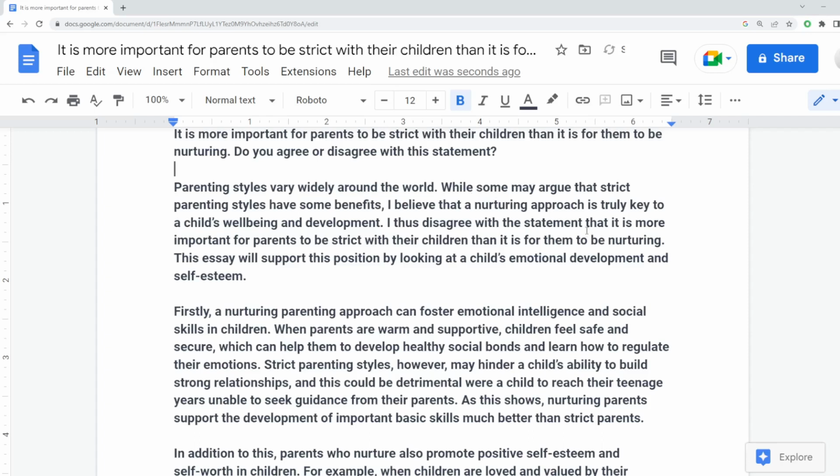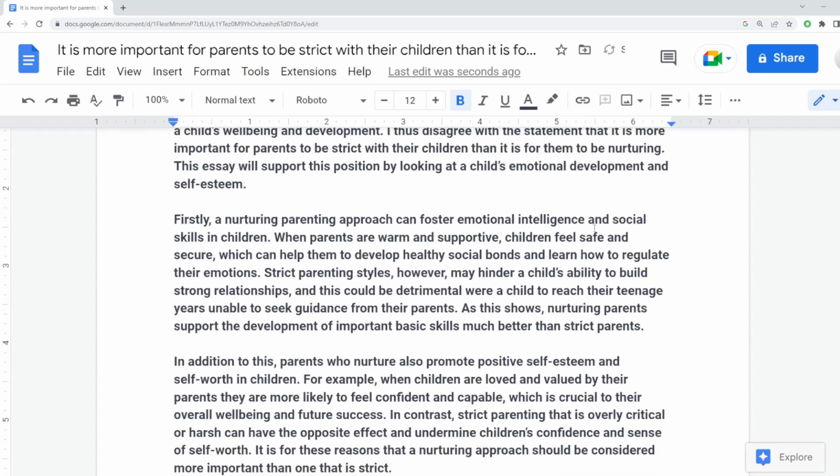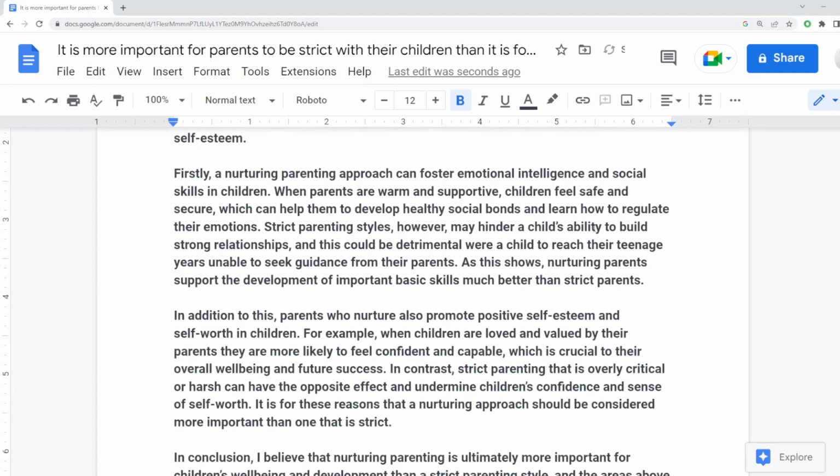I thus disagree with the statement that it is more important for parents to be strict with their children than it is for them to be nurturing. This essay will support this position by looking at a child's emotional development and self-esteem. Firstly, a nurturing parenting approach can foster emotional intelligence and social skills in children. When parents are warm and supportive, children feel safe and secure, which can help them to develop healthy social bonds and learn how to regulate their emotions.